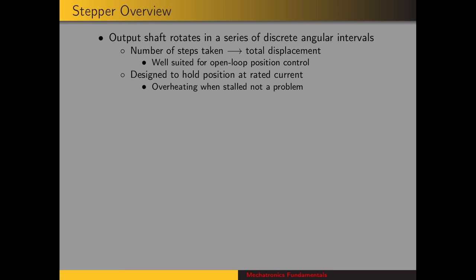Another factor in stepper motor design is that they're designed to hold a position at the rated current, and overheating when it's stalled is not a problem. So these motors have a high hold torque. Each step in a stepper motor takes a finite amount of time, on the order of milliseconds, but at high rates the motion of a stepper motor appears smooth.